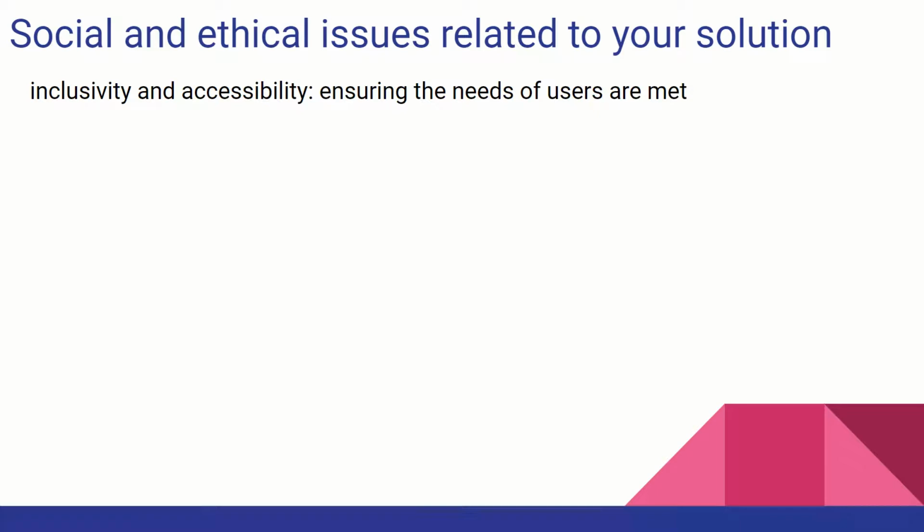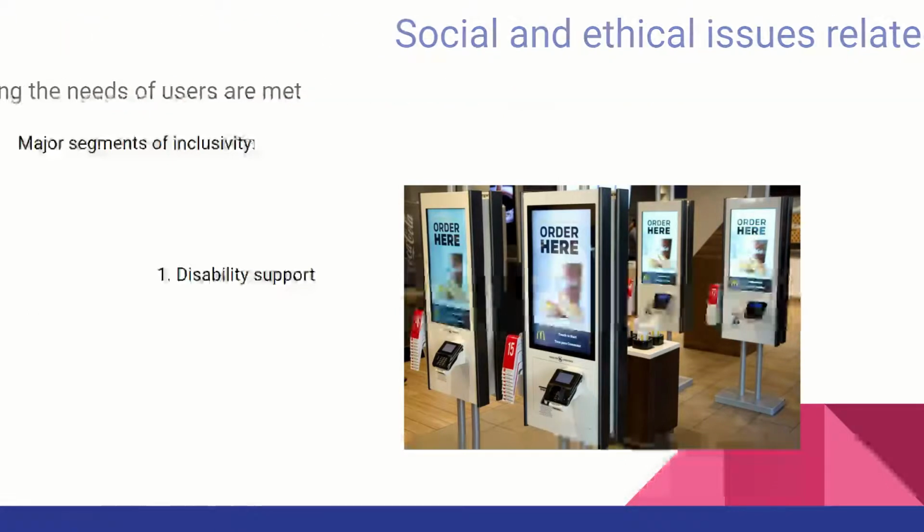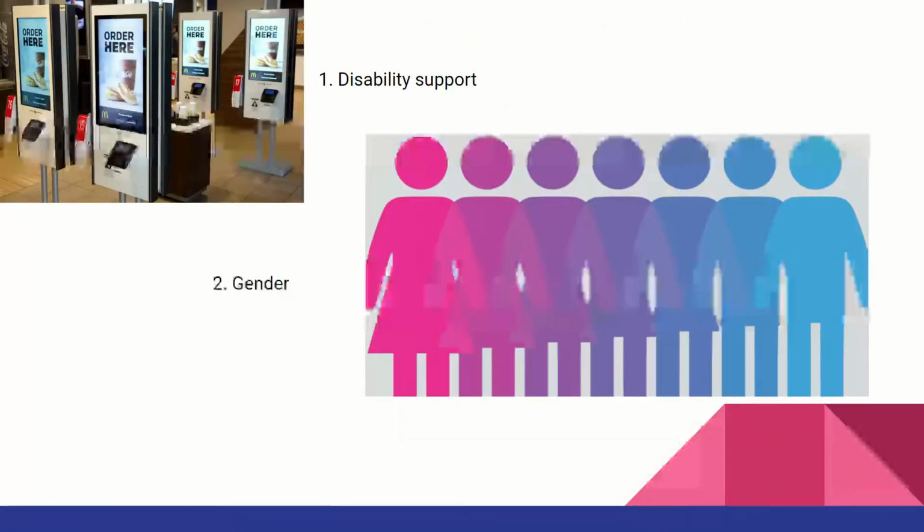Finally, inclusivity. Inclusivity means your program will respect and reflect all areas of society. Major areas of inclusivity include disability support, such as the screens that go up and down and lower themselves at McDonald's for people to make them wheelchair accessible. Gender can still be product specific, but for gender neutral programs, and a lot of computer programs are gender neutral, ensuring there is neutrality across the program to cater for everyone is an important factor.